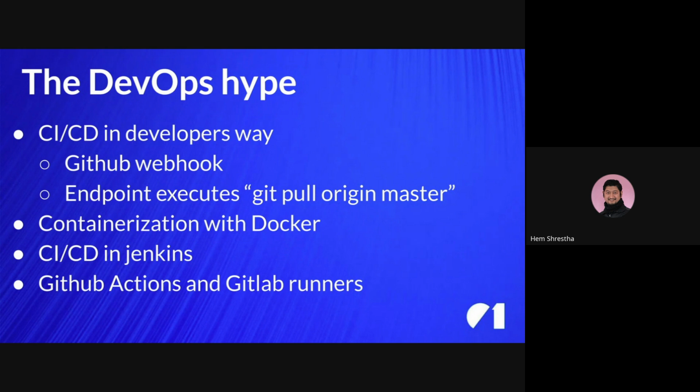So this was our developer's way, and then I tried to go through containerization. I heard about Docker and Jenkins, and I tried to learn them. But Jenkins was similar to what we did earlier, executing a GitHub webhook, and instead of git pull origin master, we can write a custom script over Jenkins. That was one way.